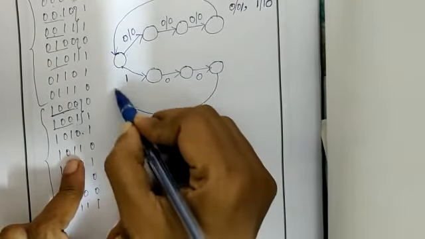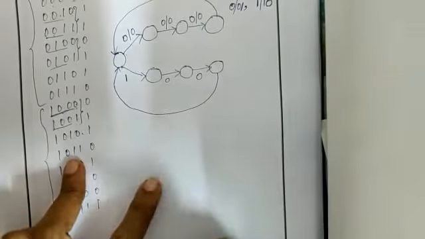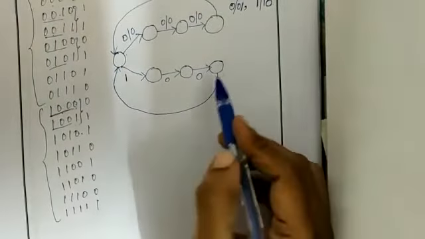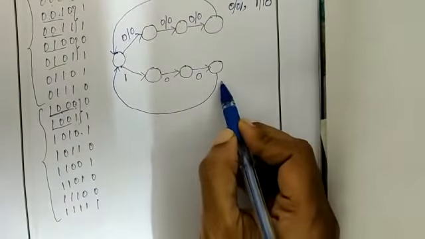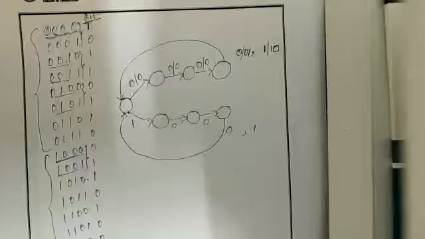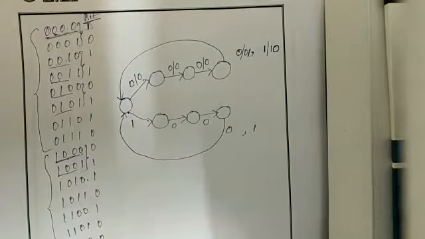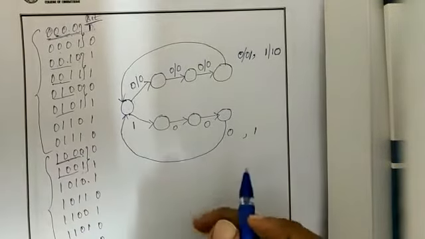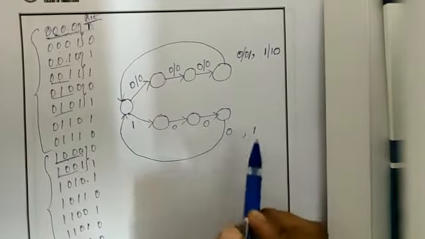Right, whatever it be, it should be able to read the next set of inputs. So I'm moving to my start state. So fourth bit will be either 0 or 1. Right, fourth bit is 0 or 1.